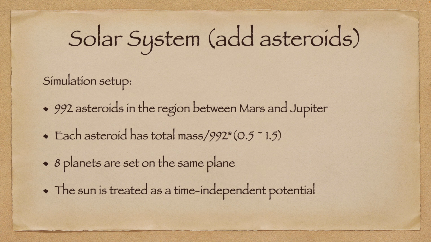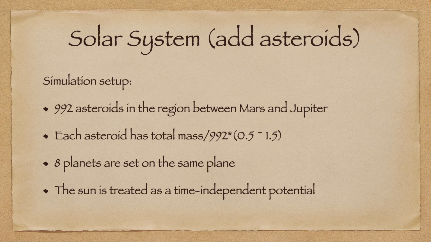Next simulation will be more physical, and this is the solar system with a lot of asteroids, and the simulation setup is 992 asteroids in the region between Mars and Jupiter, and each asteroid has the total mass of the real asteroids between Mars and Jupiter divided by the number of asteroids and times the random factor from 0.5 to 1.5.